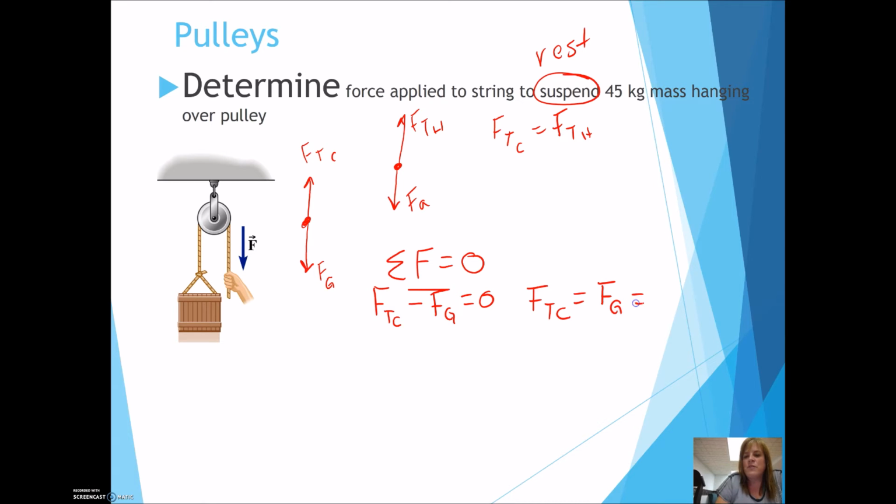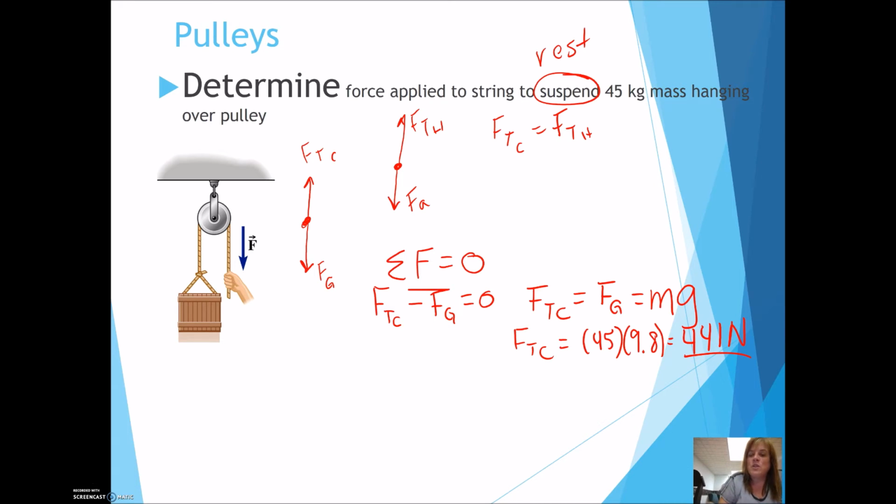And we know that the equation for force of gravity is mass times acceleration due to gravity. So the force of tension in the crate is equal to the mass, 45, times the acceleration due to gravity, 9.8, which gives me a force of 441 newtons. So that's the force of tension in the crate.